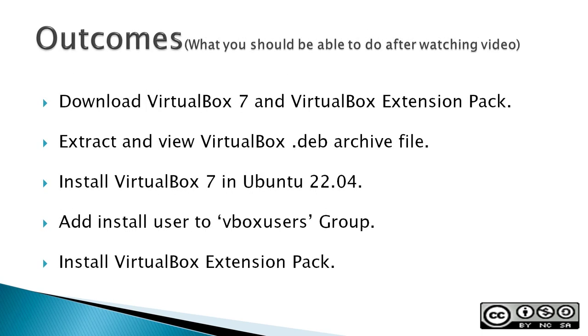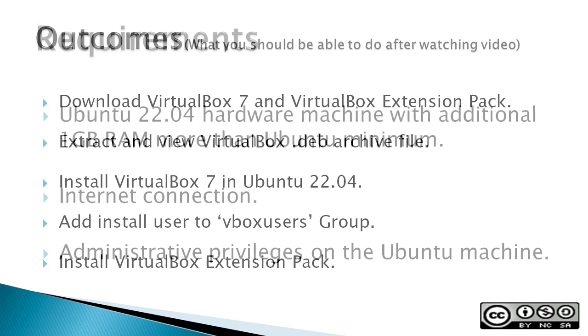Outcomes are what you should be able to do after watching the video. Download VirtualBox and VirtualBox Extension Pack. Extract and view a VirtualBox .deb archive file. Install VirtualBox 7 in Ubuntu 22.04. Add the install user to the vboxusers group and give that user the permissions needed to run VirtualBox. And finally, install the VirtualBox extension pack.